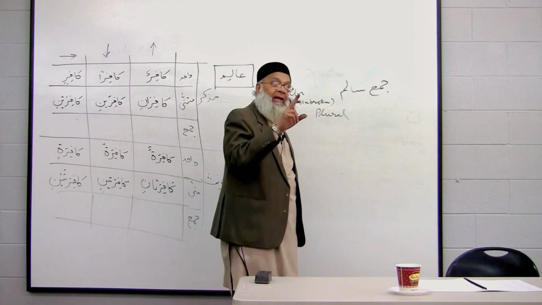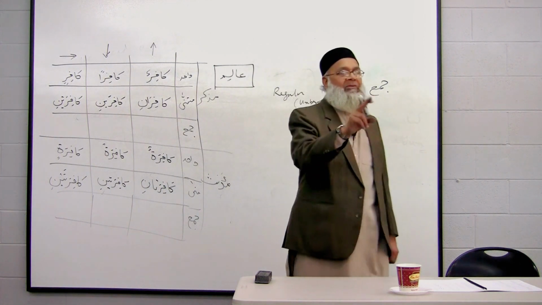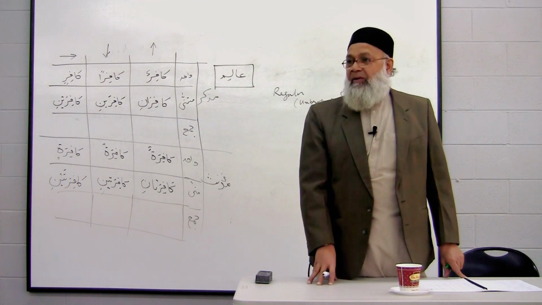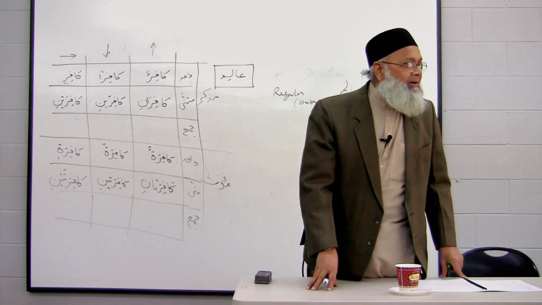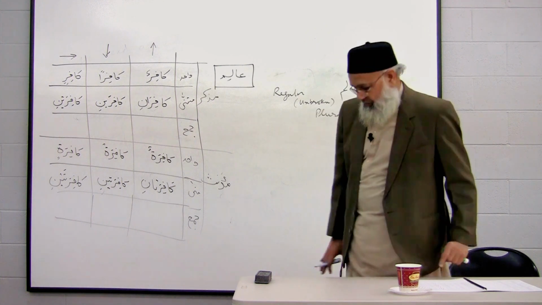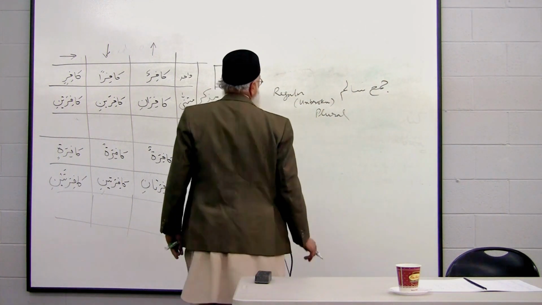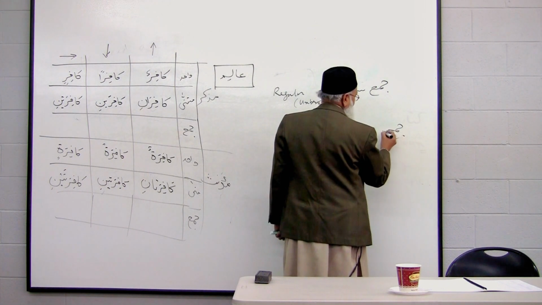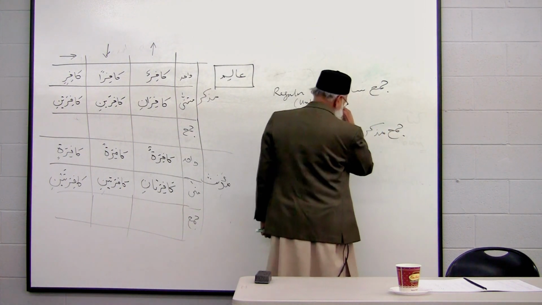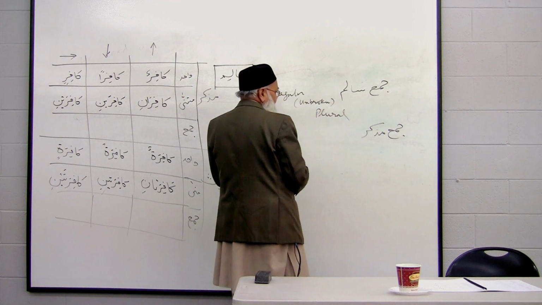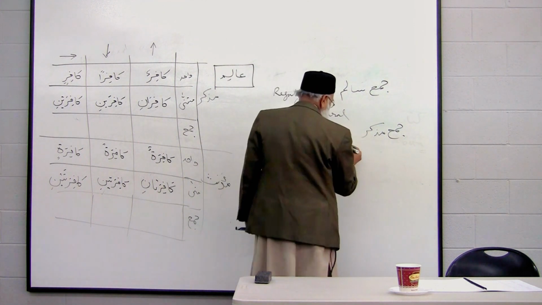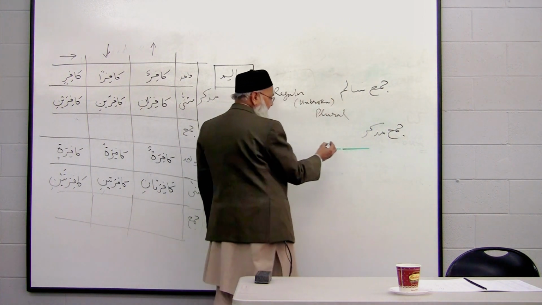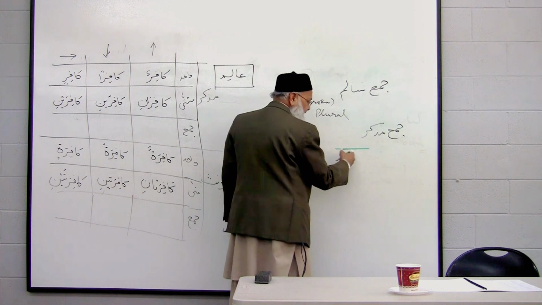Musanna had a uniform rule in masculine and feminine, but in Jama there will be a different rule for masculine and a different rule for feminine. So first we'll talk about the masculine form, Jama Mudhakkar. Again you'll use the same formula. The singular masculine form we'll divide into two: the last letter and the rest of the word.